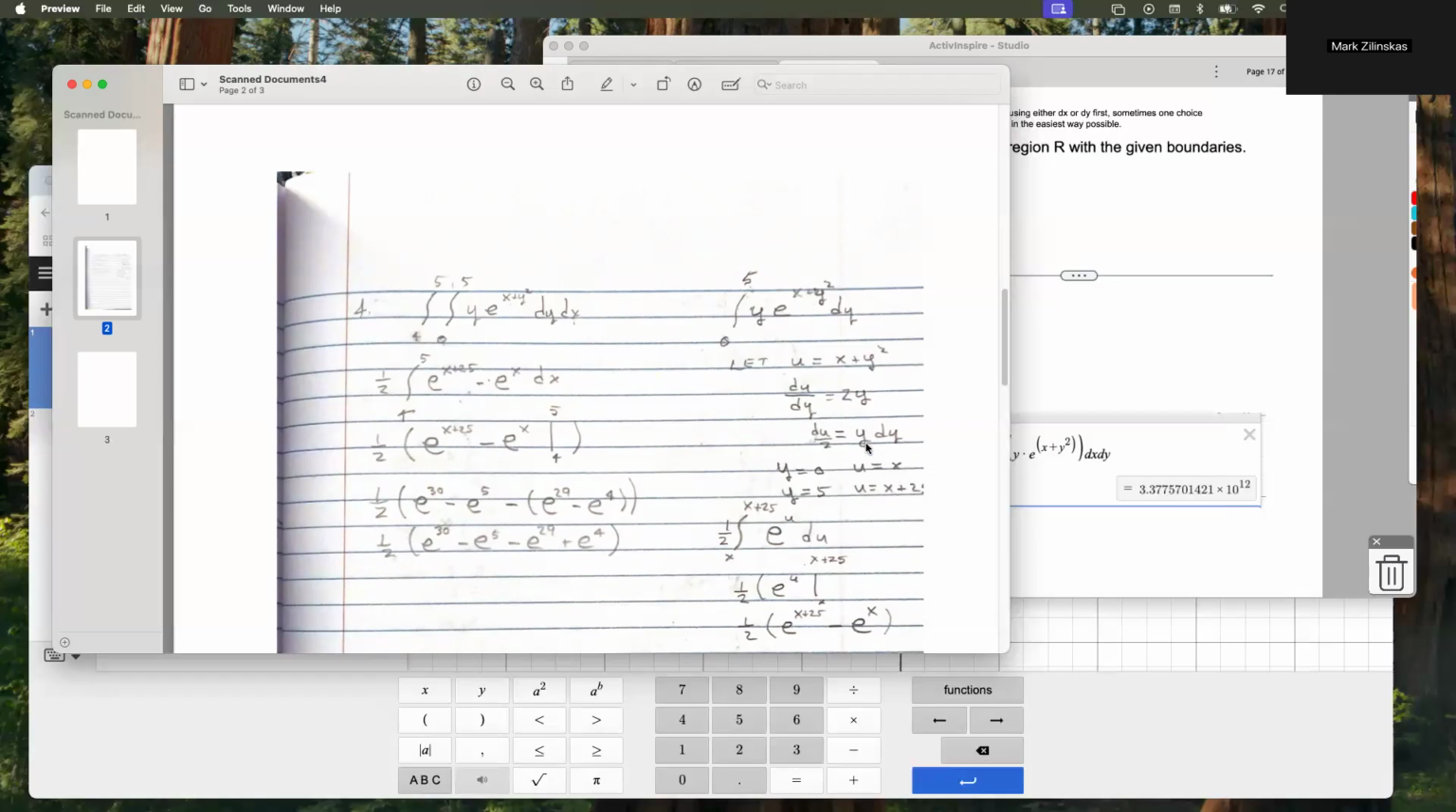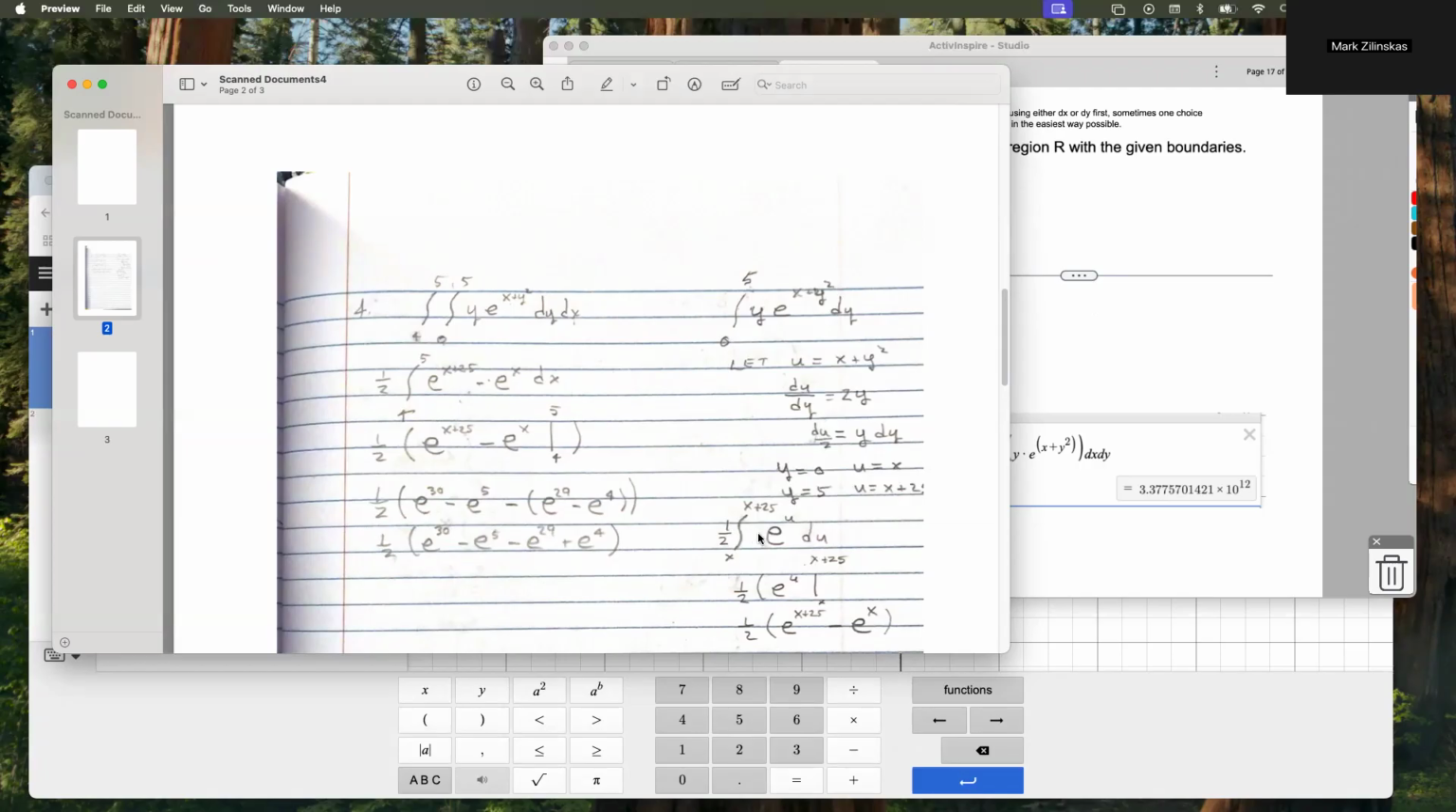And I come over here and solve for y dy. So I just need to divide both sides by 2 and multiply by dy. That means I've got this right here in terms of du. So I'm going to replace that with du over 2. So I put my u here, right? Place that.